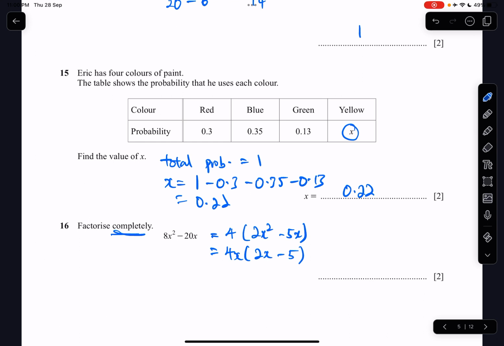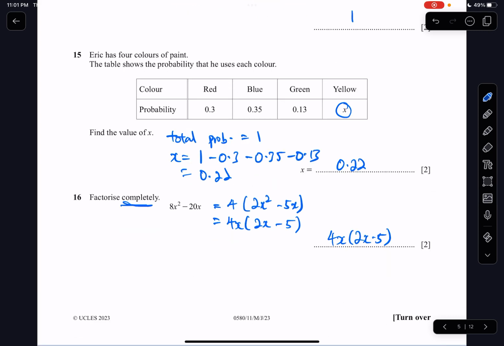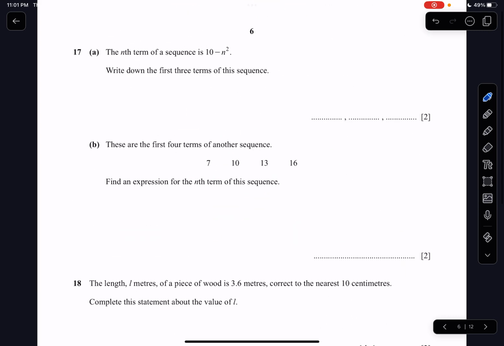So I factorize out. Let's do a quick check: factorize out the constant, factorize out an x. I think that will be it. 4x, 2x minus 5. Great. Last question of the page. Let's move on. I'm halfway through the paper. At the end of this page, I'll probably stop the video and do a part 2.